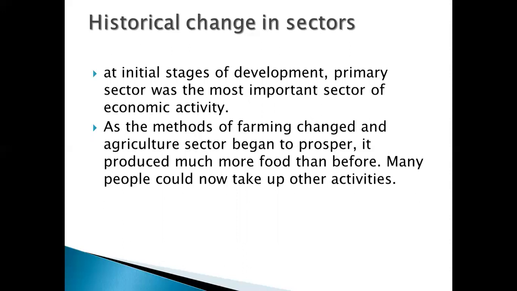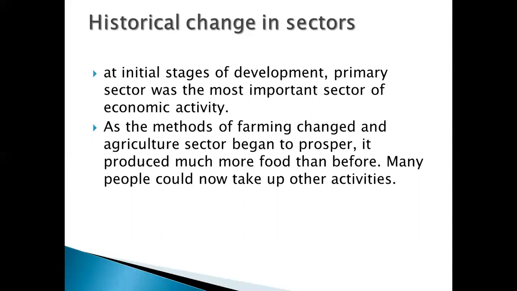Earlier, they used to just produce for their families so that they can live and survive. But later on, they discovered some new techniques of agriculture. They got to understand better about agricultural processes, and they started producing more products. Now there were many members of the family who shifted to other activities.